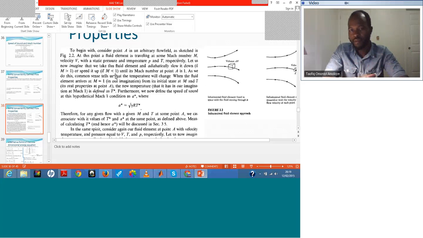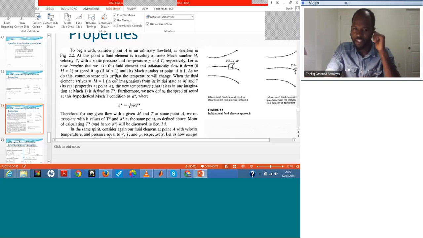When you say a process is adiabatic, it means it has no energy transfer with the environment. That means no heat addition or heat subtraction. So as we are imagining slowing the fluid element down or speeding it up, we are also imagining that such a process is happening adiabatically. That means all the energy contained within the fluid element is still kept with the fluid element as we are slowing it down or speeding it up. As we do this, of course, we know that the temperature of the fluid element will be changing.